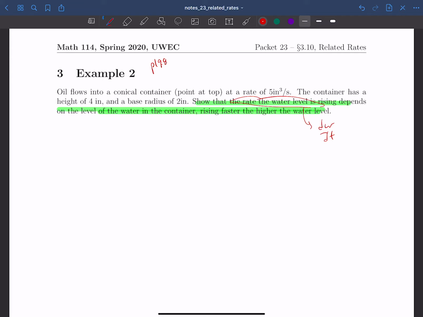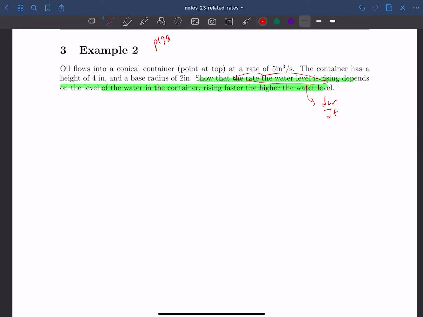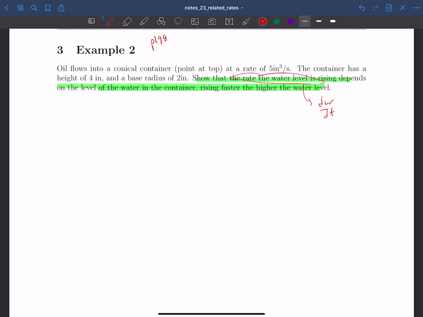So there I kind of named things before I even drew a picture, and that's cool. So let's go ahead and draw a picture of what this looks like. I've got a conical container with a point at the top. Let's draw a cone with a point at the top. We've got the little waves to indicate the depth, and the cross-sectional area is a circle.